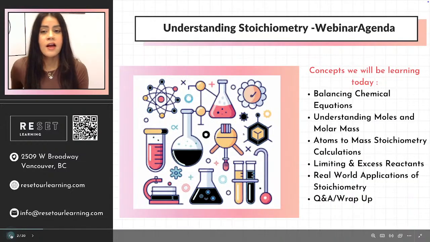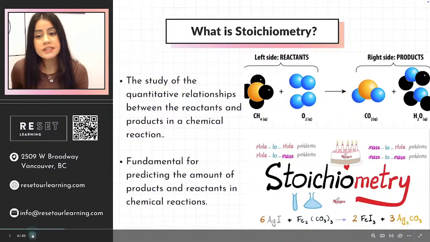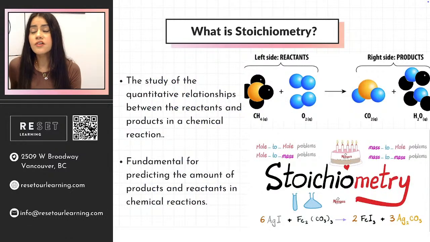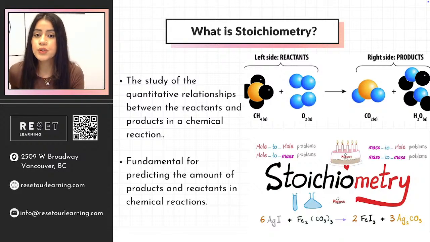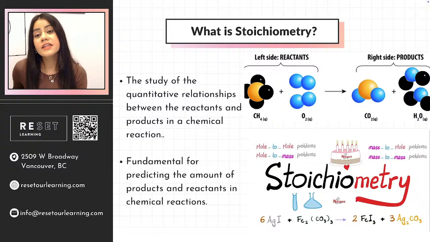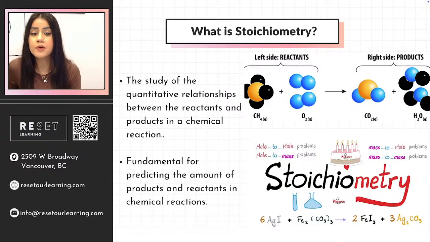All right. What is stoichiometry? In general, what does it really entail? Why are we learning it? Why is it important? It is a fundamental concept that you will be seeing if you're taking chemistry 11 or chemistry 12, or even if you take a bachelor's in science. It is a study of quantitative relationships between the reactants and products in a chemical reaction.